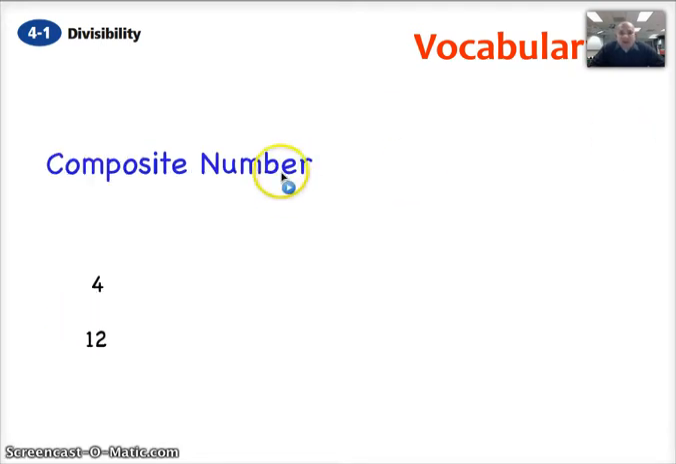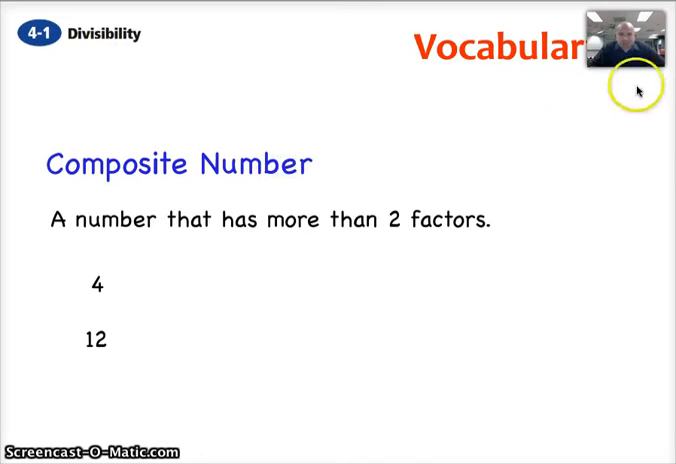The next term is composite number. A composite number is a number that has more than two factors. For example, if we look at the number 4, we have a factor of 1 times 4, so 1 times 4 is 4, and we also have a factor of 2 that is a part of that. 2 times 2, of course, is 4. So the factors of 4 are 1, 2, and 4.